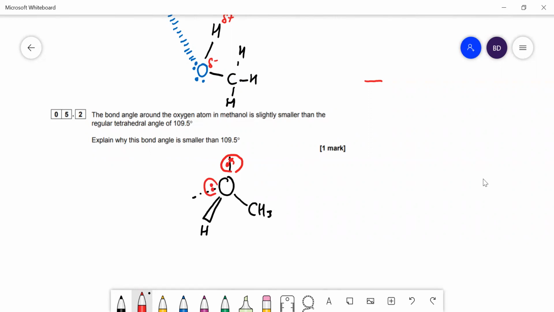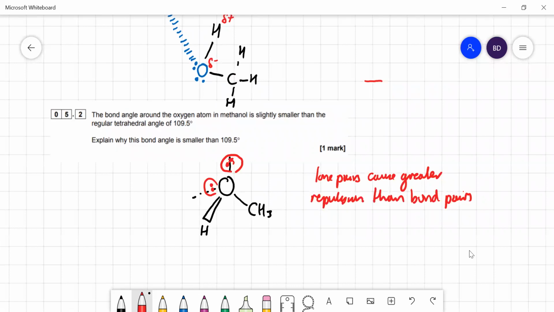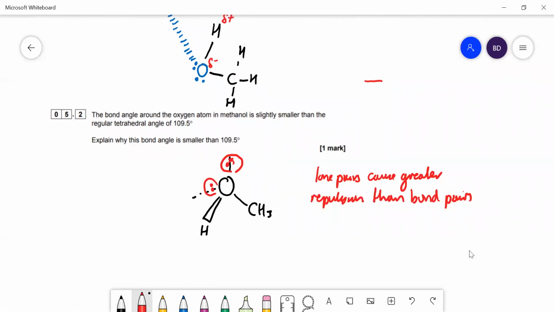Lone pairs cause greater repulsion. So this is what you need to write down, really. Lone pairs, it's only 1 mark, cause greater repulsion than bond pairs. And that's due to the fact they're more bulbous in shape. And so that reduces the bond angle, just like in water, where it's actually about 104.5. So it's probably a good idea to mention you've got 2 lone pairs on the oxygen atom and that they cause greater repulsion. For 1 mark, that is more than enough, I think.